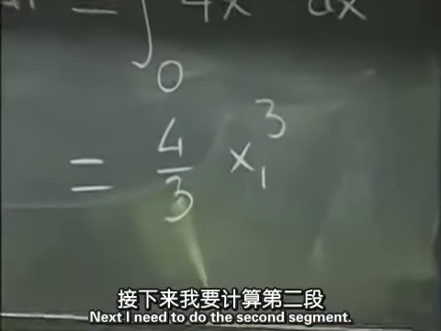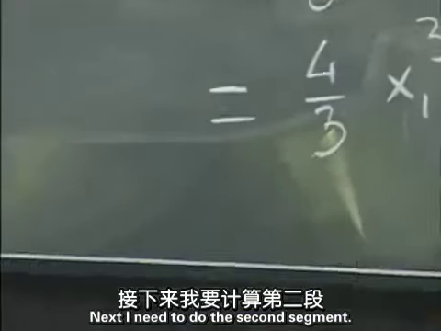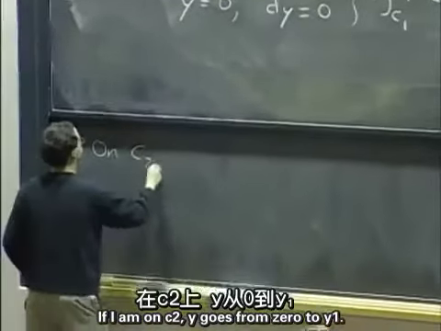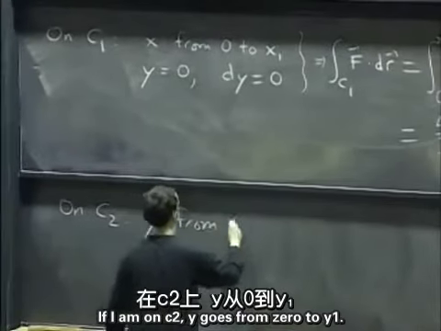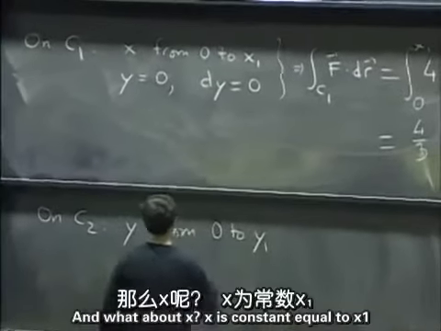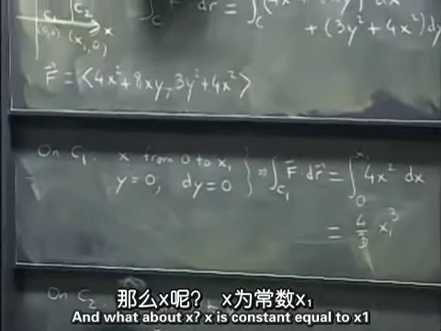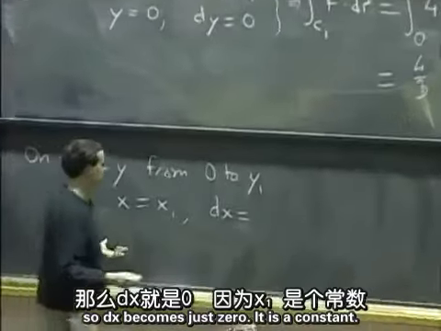Okay, so that's the first part. And next I need to do the second segment. So if I'm on C2, y goes from 0 to y1. And what about x? Yeah, x is constant equal to x1. So dx becomes just 0. It's a constant.